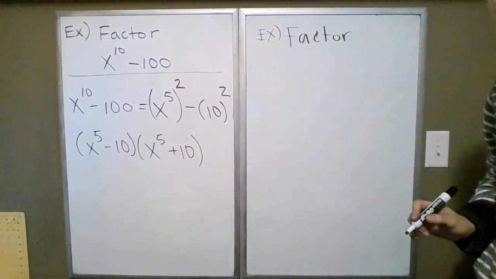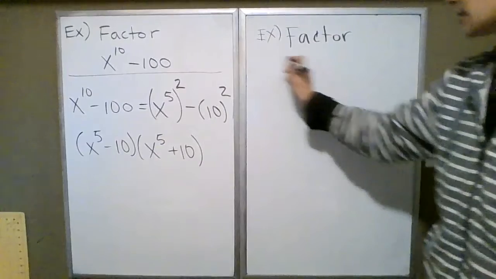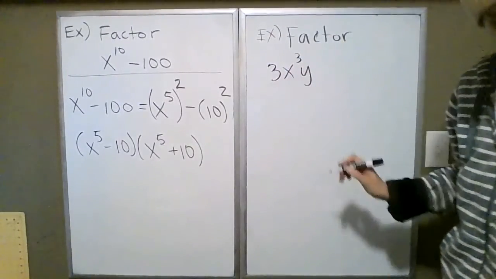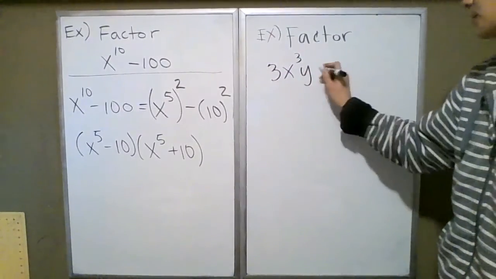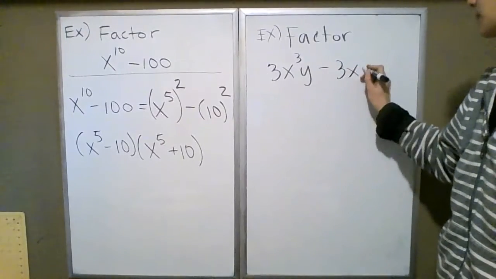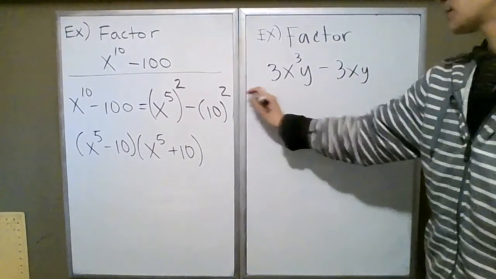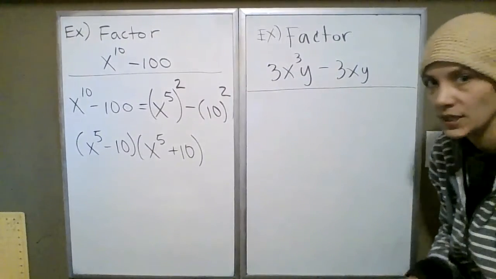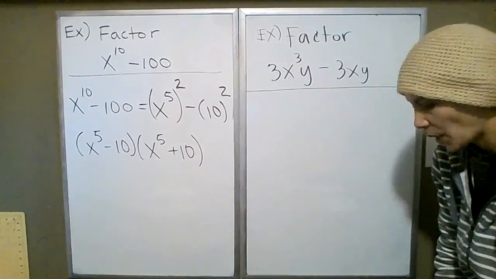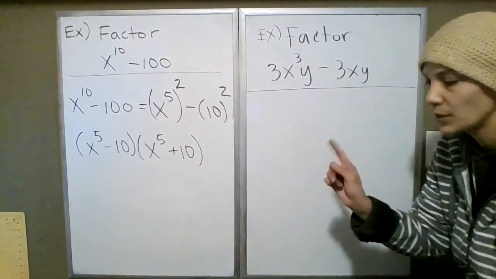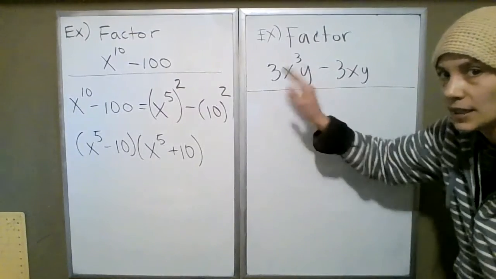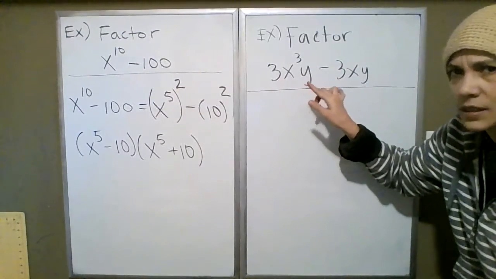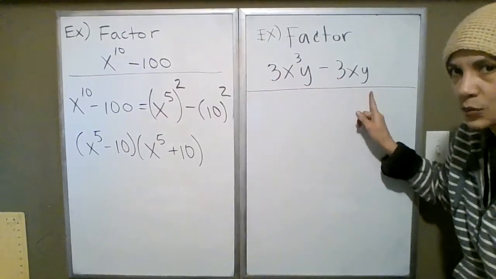We are going to factor 3x cubed y minus 3xy. Okay, first of all, with any problem that says factor, start with looking for the greatest common factor. This greatest common factor includes 3. We've got 3 common to both terms. And there's an x and a y.